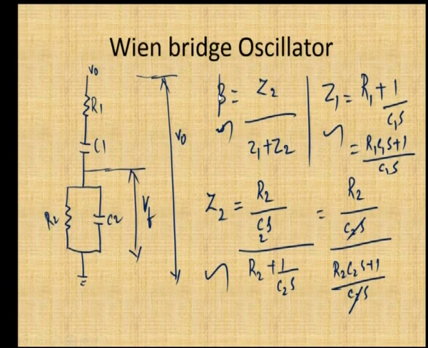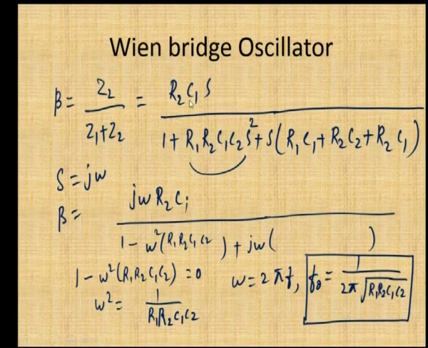Here beta is calculated. What is beta? It is the gain of the feedback network and it is given as Z2 by Z1 plus Z2. What are Z1 and Z2? Z2 is the parallel combination of the resistor and the capacitor, and Z1 is the series combination of the resistor and the capacitor. We have calculated Z1 and Z2 according to the connection, and if you put them in beta, you will get this term: R2C1S by 1 plus R1R2C1C2S square plus S of R1C1 plus R2C2 plus R2C1.